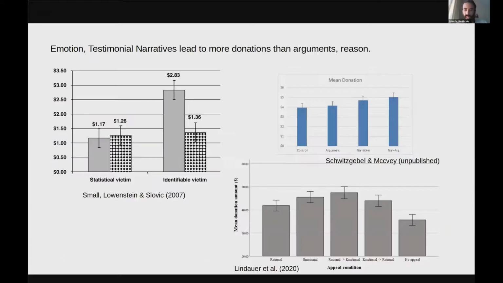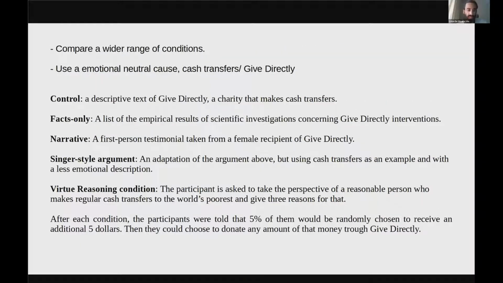But we wanted to test more conditions in one experiment. Usually these experiments deal either with the general approach to global poverty, or they choose a specific cause, or even different causes for each condition. We wanted to test just one cause, and more importantly, we wanted to test a cause that was more neutral, one that wasn't that emotive. That's why we chose cash transfers, and it has little to do with media stock, of course.